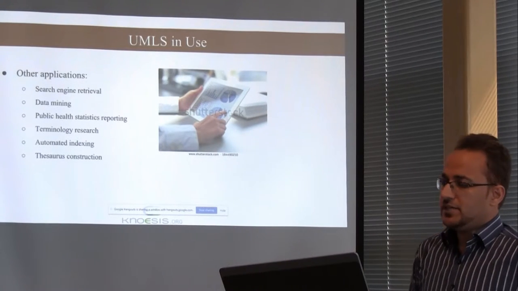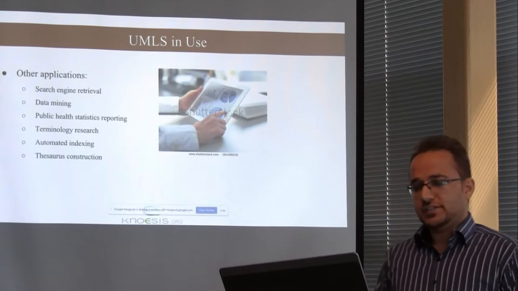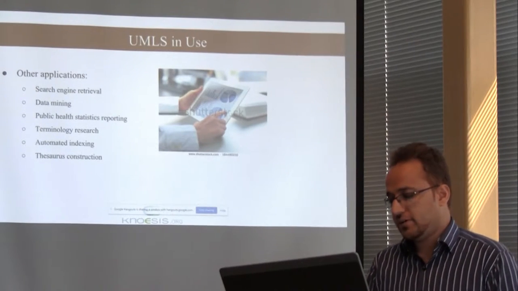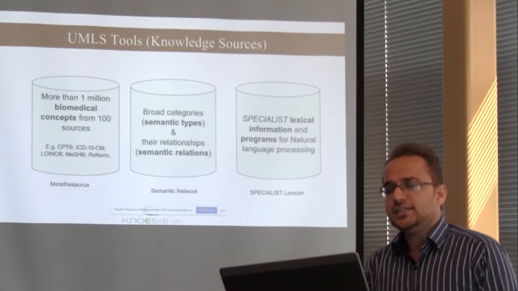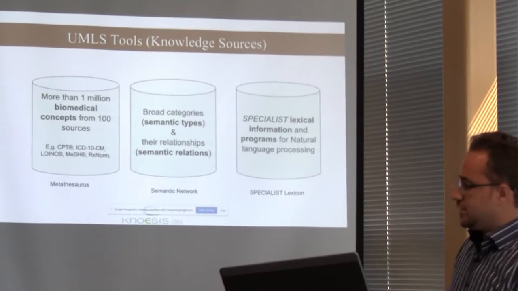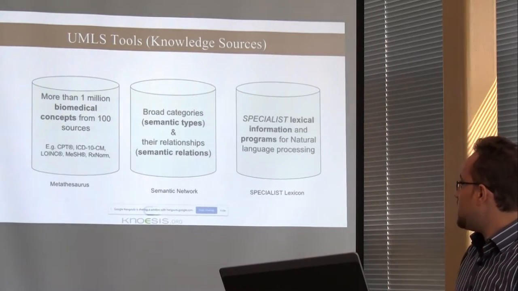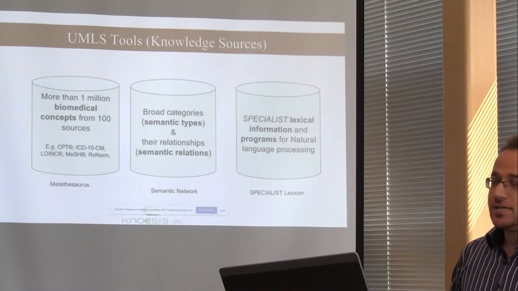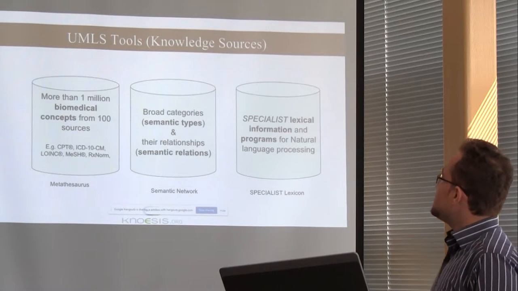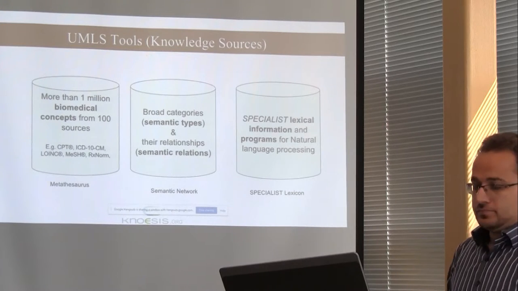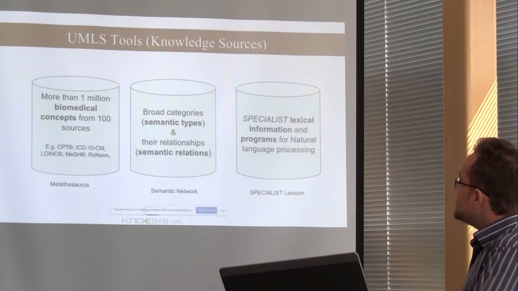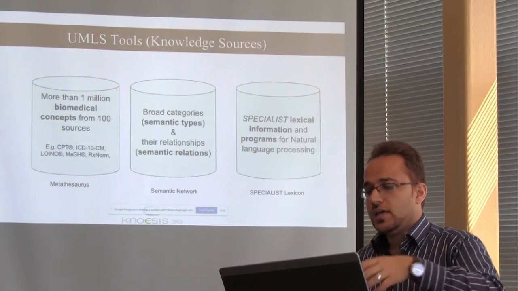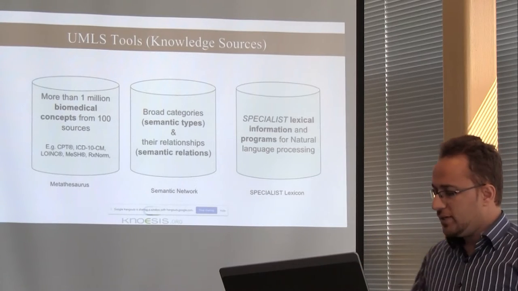It has other applications too, for example, in search engine retrieval, terminology research, or automated indexing and thesaurus construction. UMLS contains three different resources: the Metathesaurus, the Semantic Network, and the SPECIALIST Lexicon. The Metathesaurus contains more than 1 million biomedical concepts from different sources, such as CPT, MeSH, and LOINC. The Semantic Network contains semantic types and the semantic relationships between them. And the SPECIALIST Lexicon contains information for performing natural language processing.